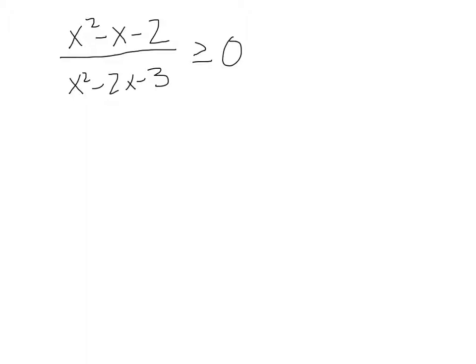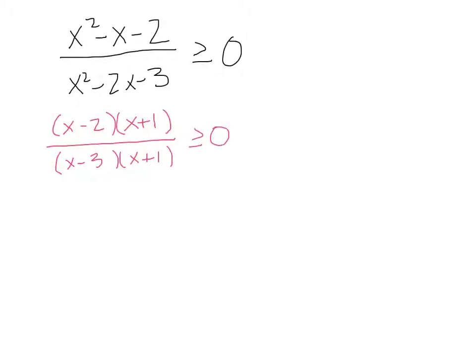Yay, this one is related to 0 already. However, it's not factored, so we are going to have to do a little bit of work before we can go ahead and find our critical values, or critical points. So in this case, the numerator will multiply to be negative 2 and add to be negative 1. So I'm going to end up with x minus 2 and x plus 1. That's my numerator. The denominator will multiply to be negative 3 and add to be negative 2. That would be x minus 3 and x plus 1. And I'm relating this all to 0.